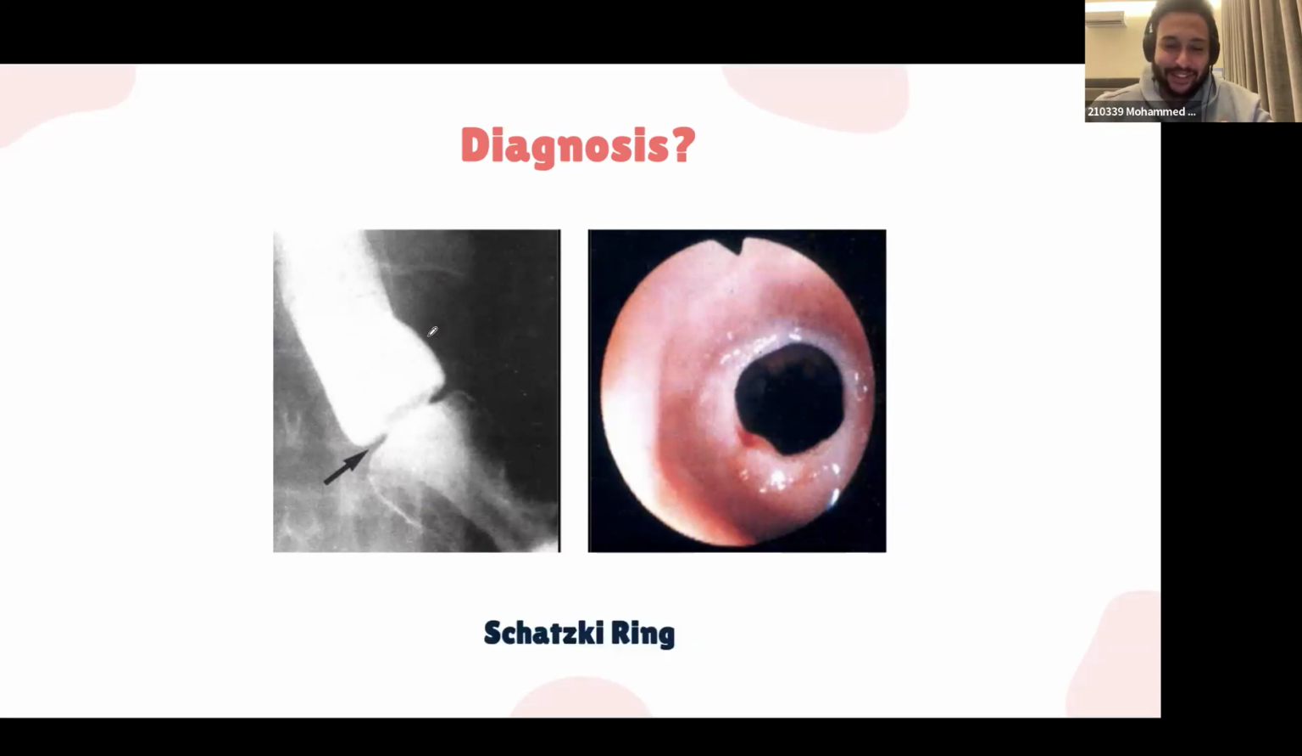Schatzki ring. Good. Okay, Schatzki ring. Perfect. Now, a Schatzki ring could be something that develops due to chronic inflammation that occurs in the distal esophagus. So, for example, GERD. One of the complications of GERD is stricture formation, okay? Stricture or a ring that forms in the lower esophagus. Because of the chronic inflammation, you have fibrosis, and then it forms this ring, okay?